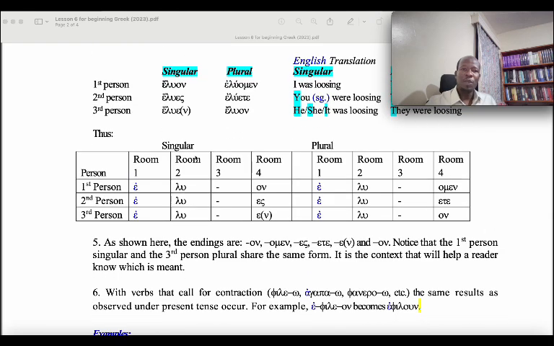So let me begin with the room theory to explain the imperfect active indicative form of luo. Let's come and visualize the room theory. Room 1, we have the augment. So the augment is the epsilon, and don't forget why we have it here, because luo starts with a consonant, not with a vowel, so it applies.